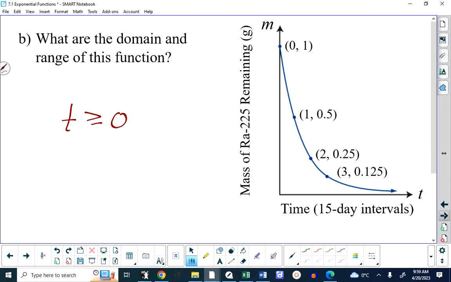What will the range be? Well, the mass is going to be between 0 and 1. The largest mass this sample ever has is 1 gram, and then it drops, and the lowest it can reach without actually reaching it is 0. So it's important that you notice I didn't put an equals to on this inequality, right?